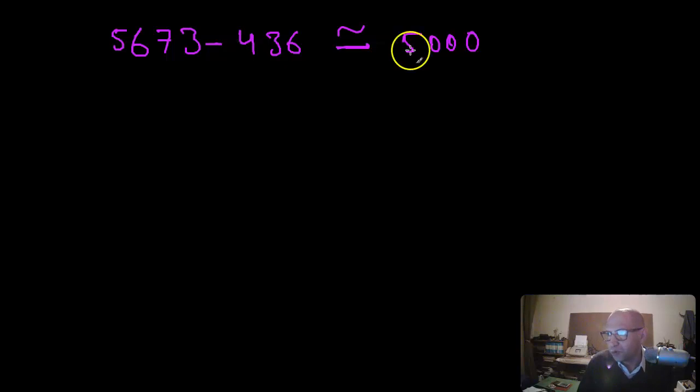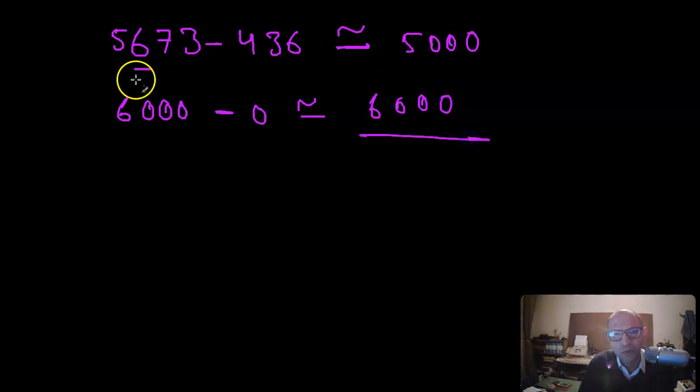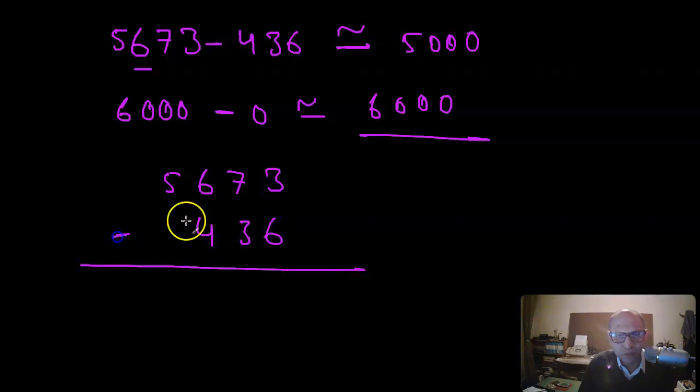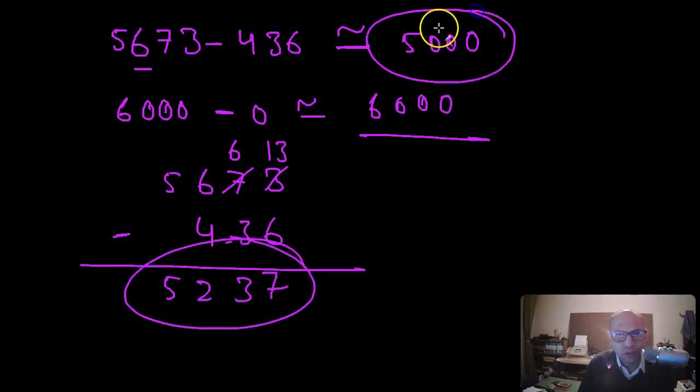If you want to do it a little bit more systematically, what you can do is round both of the numbers to the thousands place value. 5,673 rounded to the thousands place value gives you 6,000, and then 436 rounded to the thousands place value gives you zero. Then the calculation becomes 6,000, right? And if you do the actual calculation, 5,673 minus 436, you would have a 7 here, a 3 here, a 2 here, so the actual answer would be 5,237. Here we have 5,000, here we have 6,000, so depending on what you do, your approximation is going closer or farther away from the actual answer, right?